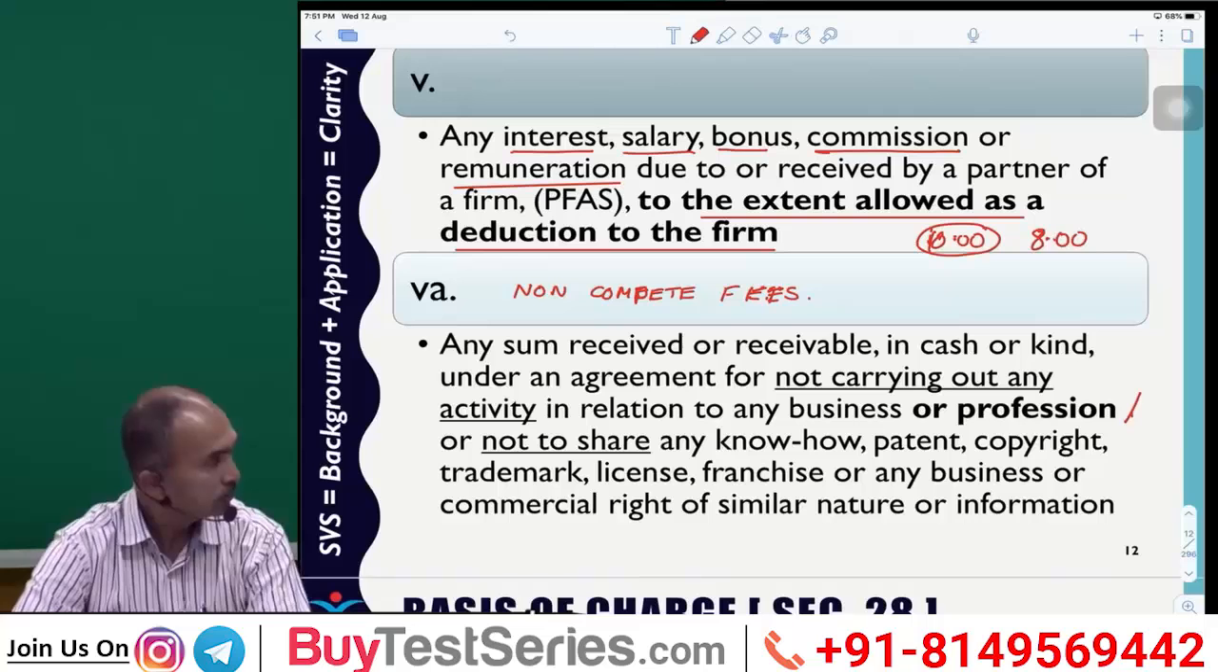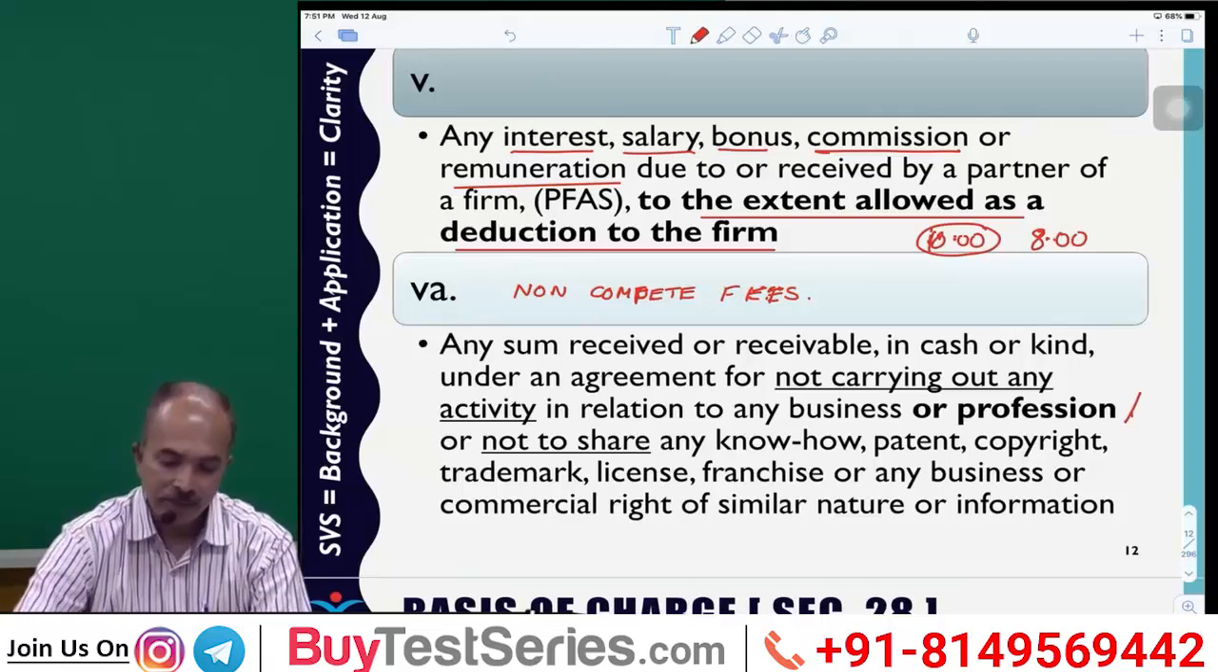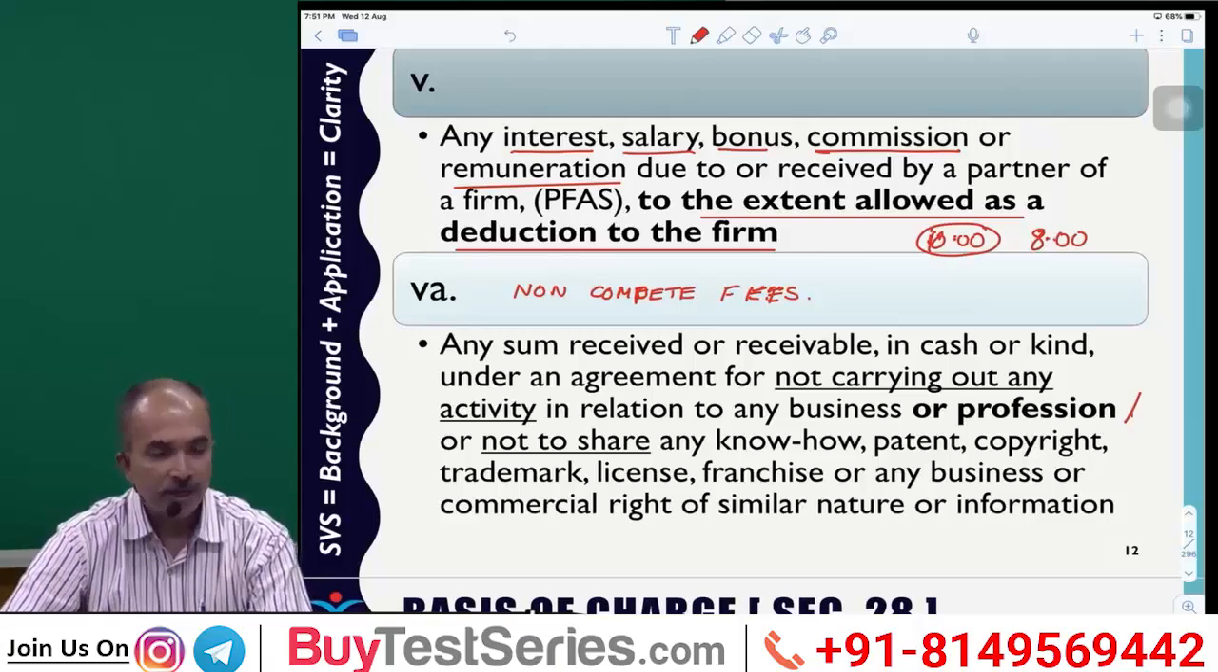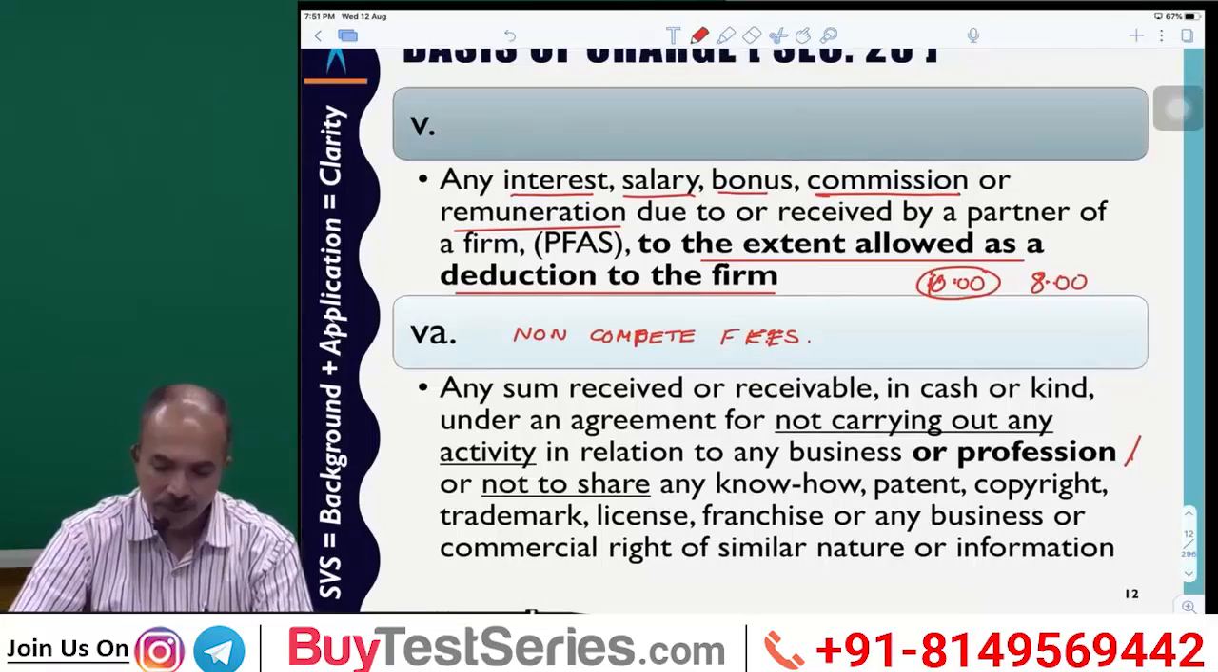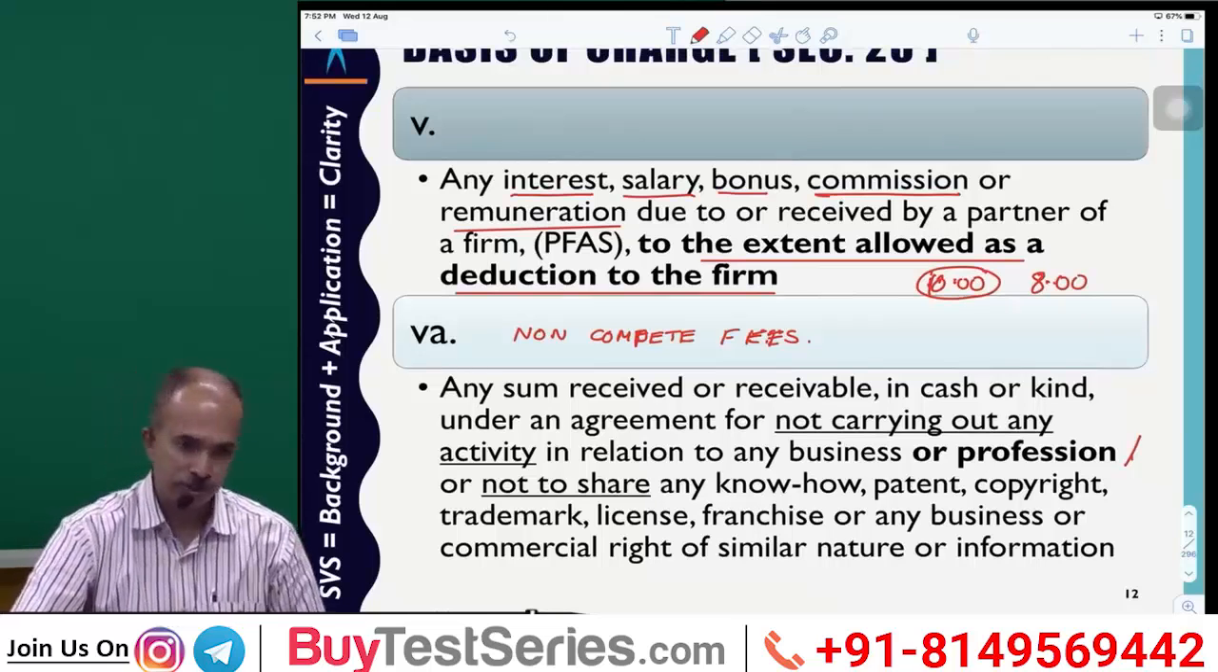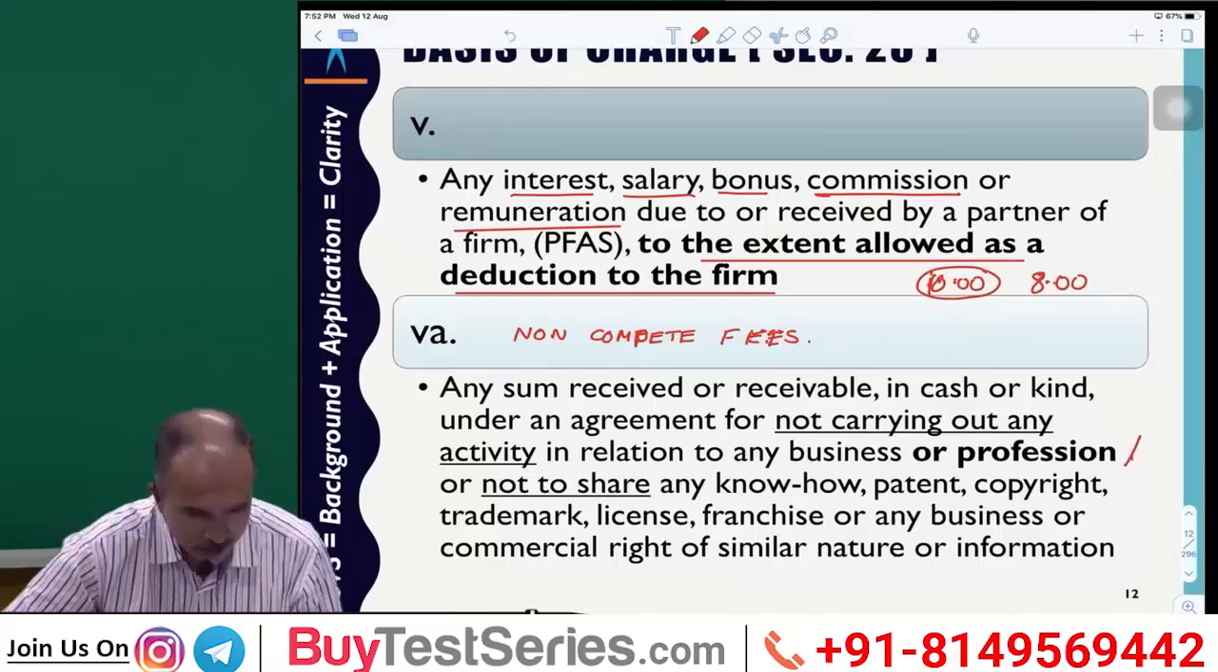So ये था first part, but let's read the second part of the line. Any sum received or receivable in cash or kind under an agreement for what? Not to share, for agreeing what? Not to share any know-how, patent, copyright, trademark, license, franchisee or any other business or commercial rights of similar nature or information. Let me explain.